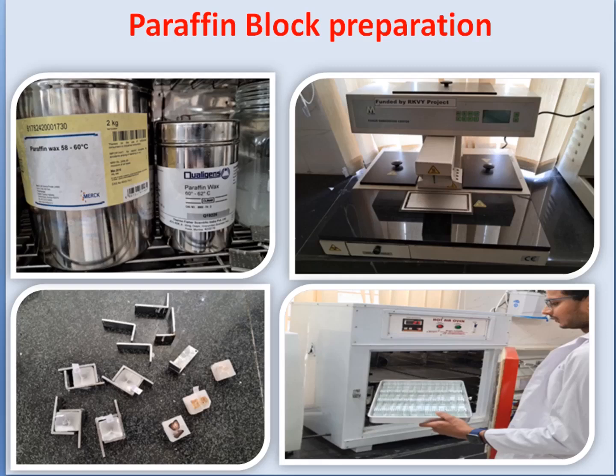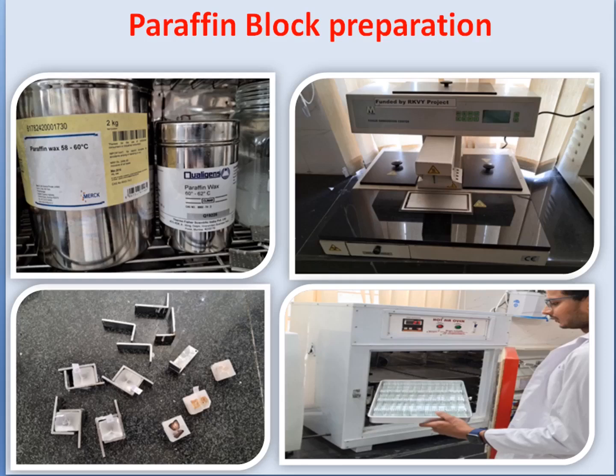So we put this cassette in paraffin wax for 2.5 to 3 hours in paraffin 1, that is 58 to 60 degree, and 2.5 to 3 hours in paraffin 2, that is 60 to 62 degrees centigrade. After putting this tissue, we have to make the block.